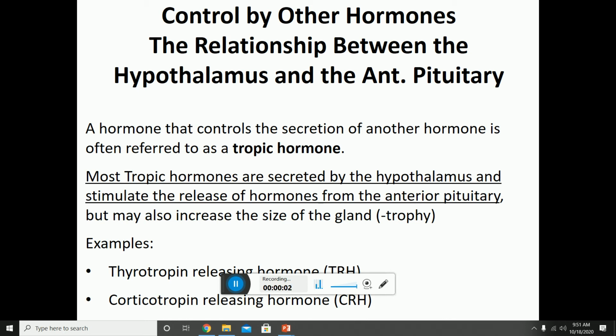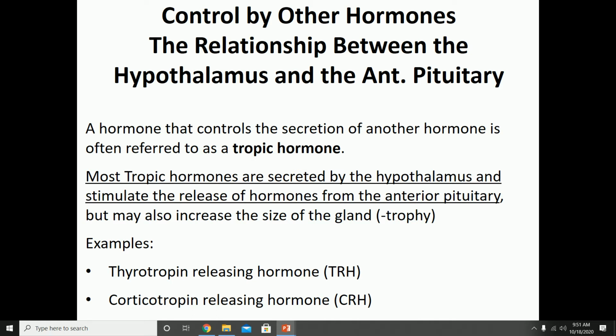Now, in this part, we'll talk a little bit about the relationship between the hypothalamus and the pituitary gland. We will also discuss the thyroid gland. So we kind of agreed that a hormone that controls the secretion of another hormone is referred to as a tropic hormone. Most of these tropic hormones are secreted by the hypothalamus, and they are going to control the release of hormones from the anterior pituitary gland.